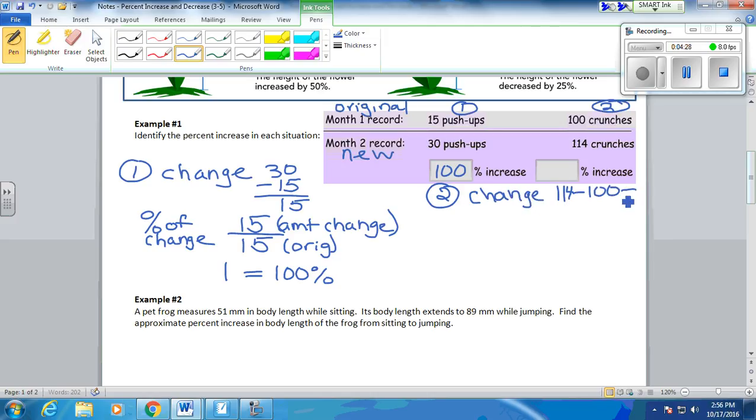So for the second scenario again, my amount of change is going to be 114 minus the 100 crunches to give me 14 crunches. So I've increased by 14 crunches. Again, the percent of change comes from my amount of change, which is 14, divided by the original amount, which was 100. And this one's kind of done for us because as soon as we have a 100 in the denominator, we know that we're talking about a percent. So we just know our answer will be 14%. Or if you didn't recognize that, you would have gotten 14 hundredths, or the decimal, but then we need to multiply that by 100 to now get 14%.